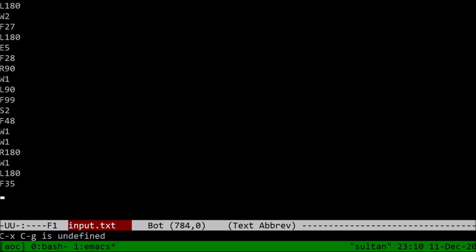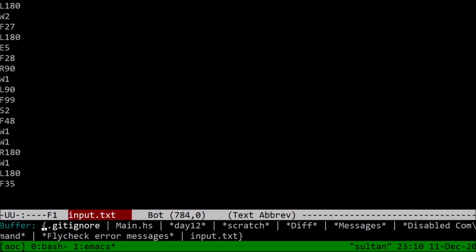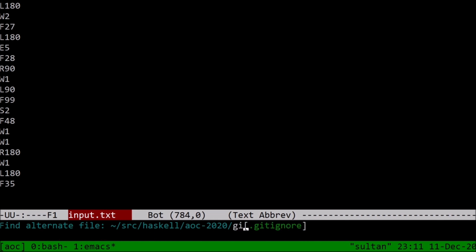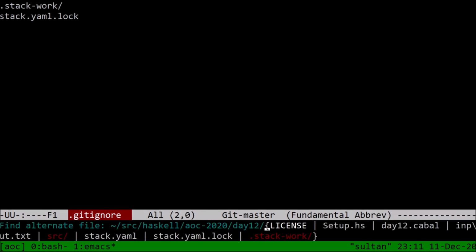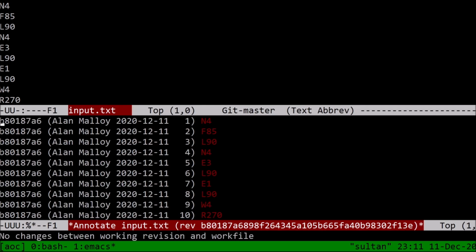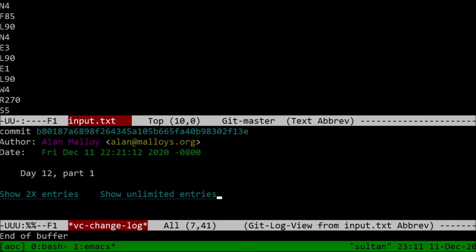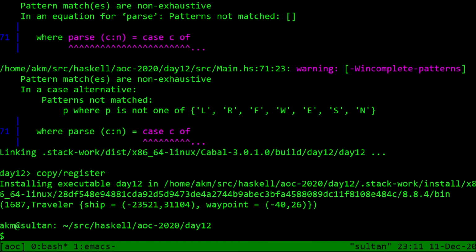File is not under version control? That's a little surprising. Oh, yeah! I put input.txt in my gitignore on purpose. Really? Why do you think it's not under version control then? I don't know. Now it agrees. Okay. So I've only made one edit to this, so it's not like I messed it up. We could refetch the input, I suppose, but it's still giving me the right answer for part one, so I don't think that's the problem.